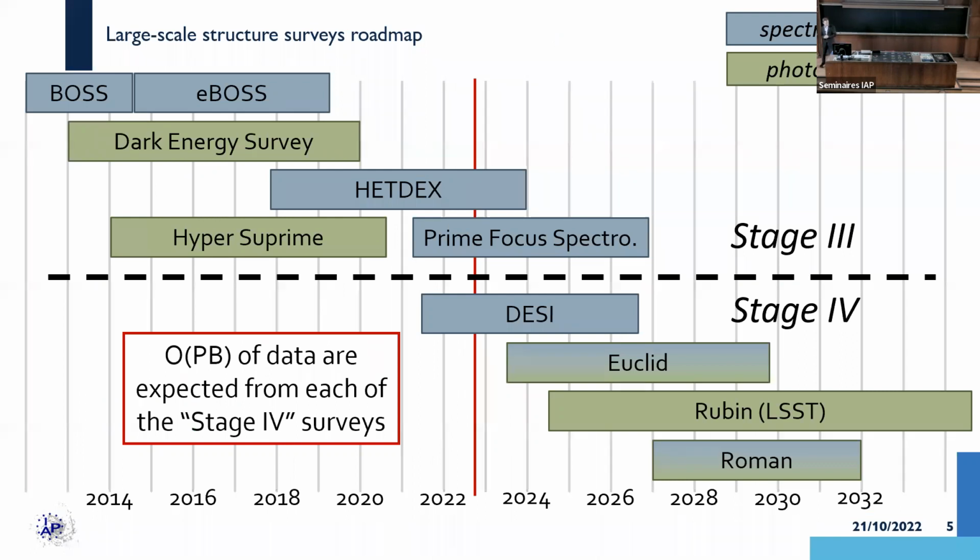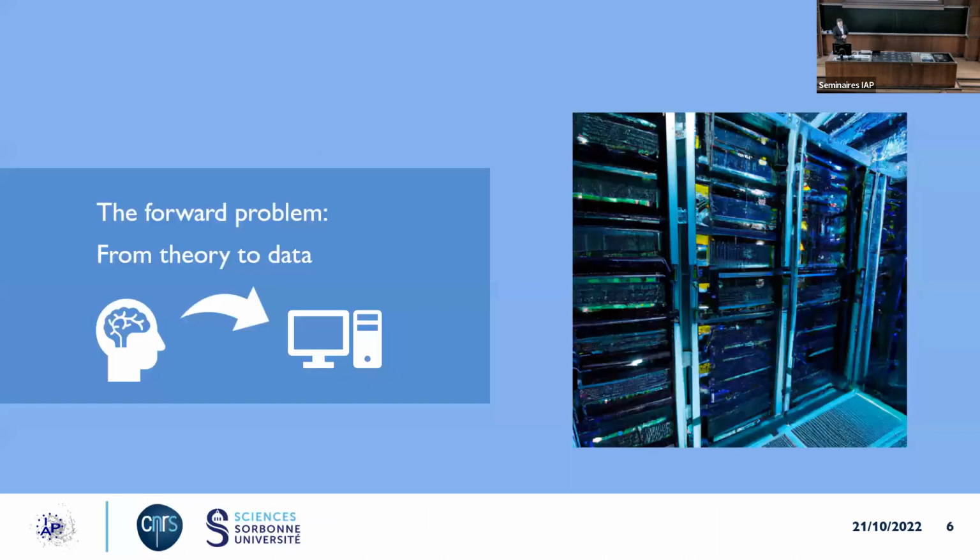This is essentially the status of our last, current and upcoming experiments: DESI, which started about a year ago; Euclid, which hopefully will be launched next year, as we learned yesterday; the Rubin observations from the ground with LSST; and then the Roman Space Telescope. Spectroscopic surveys are in blue, photometric surveys in green. We expect typically a petabyte of raw data for each of these experiments. So the question is then, what are we going to do with that?